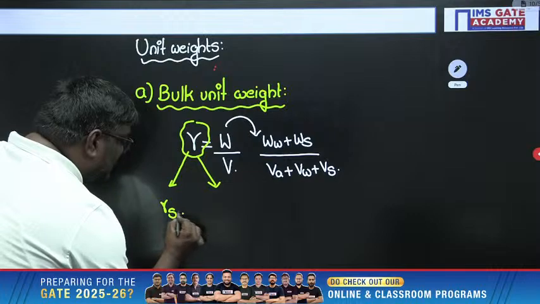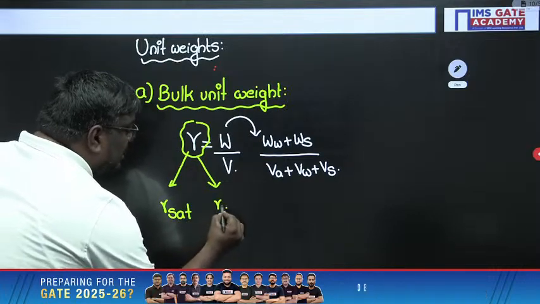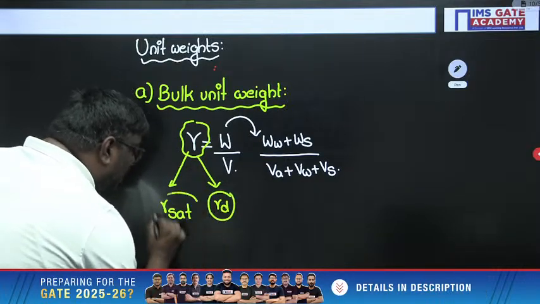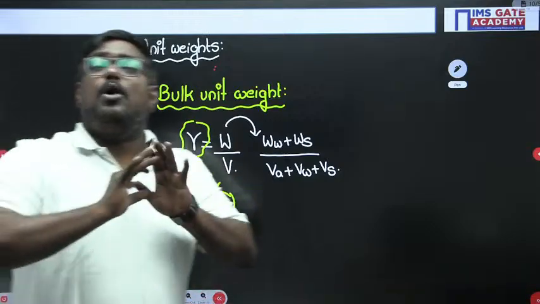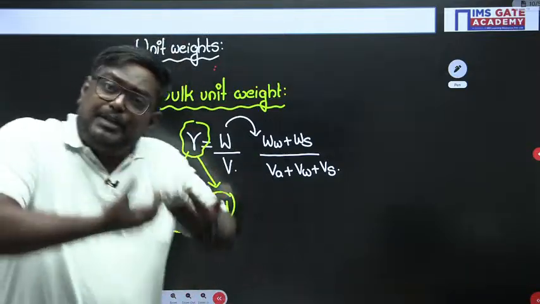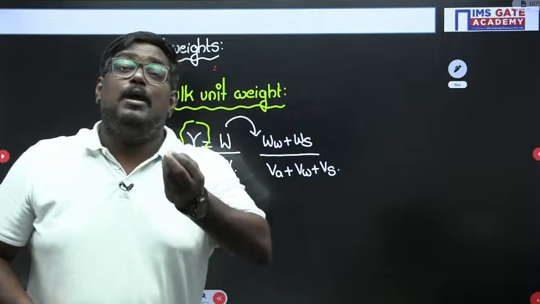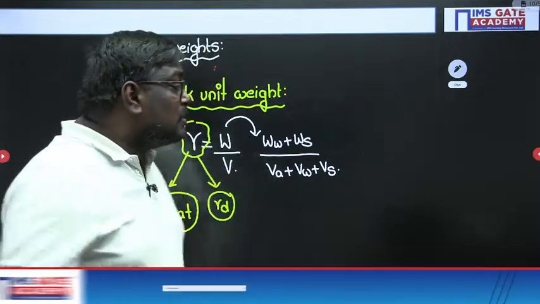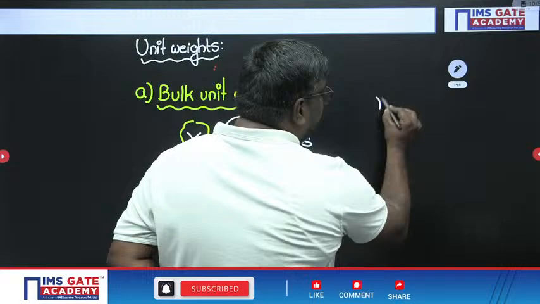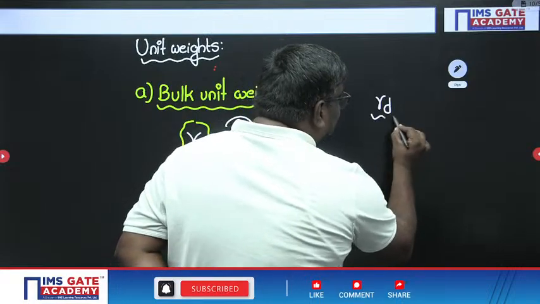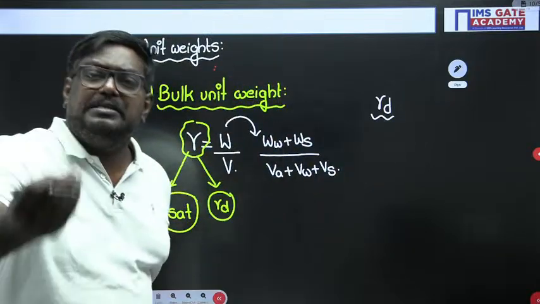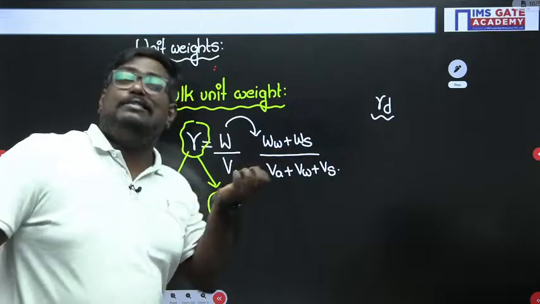One is gamma sat and gamma d. Sir, let me tell you, gamma sat and gamma d are not different from gamma. They are actually gamma, but they depend upon the state of the soil. So here, when I talk about dry unit weight, the voids are completely filled with air, or you can say that weight of water is 0.